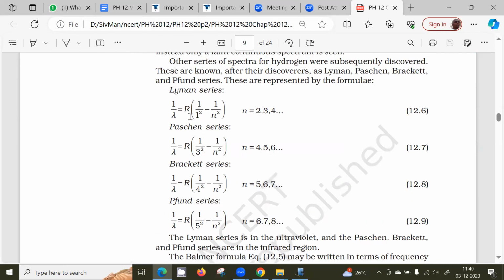This you can go through. For the Lyman series, the final state is 1. The initial state can be 2, 3, 4, and so on like that. For Paschen, the final state is n equal to 3, and the jump can be from a higher state. Only then there will be emission.